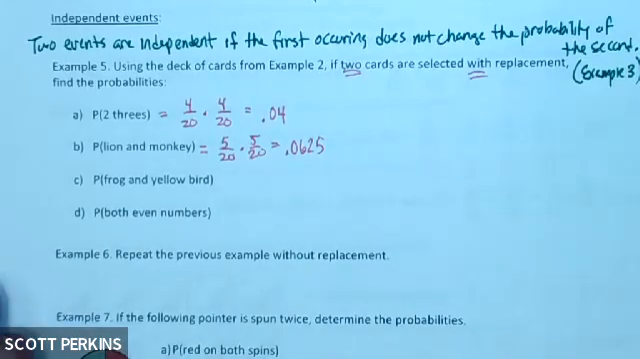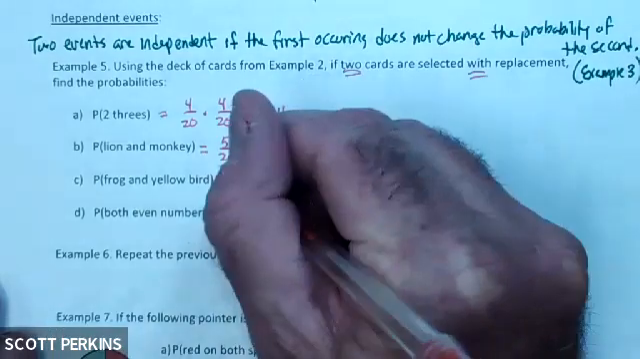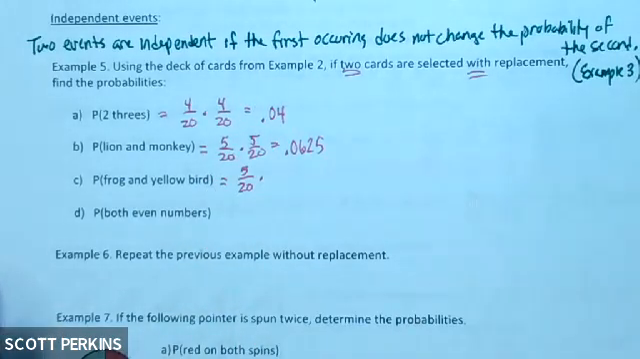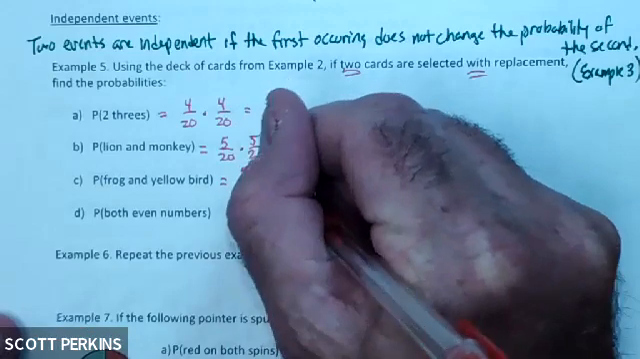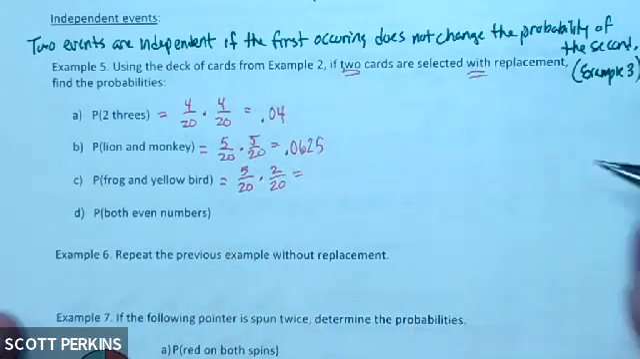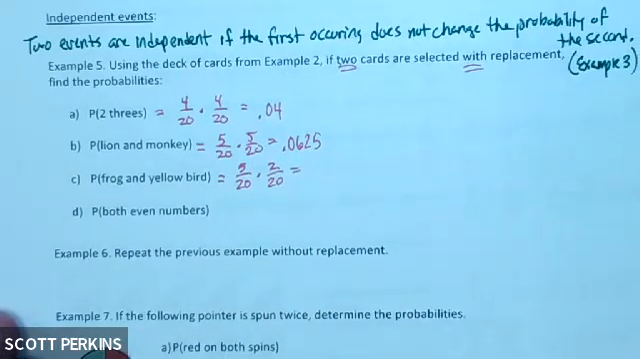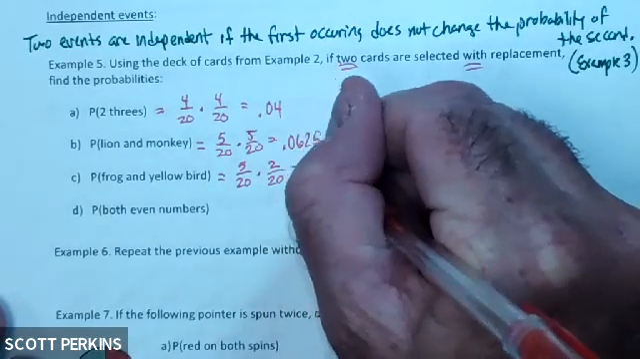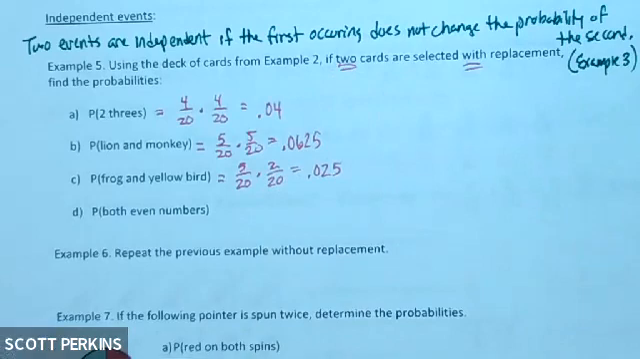Frog and then a yellow bird. Well, I'll give you the frog because there's the same number of frogs as there were lions and monkeys. There's 5 of them. And then I replace that card. What's the probability of a yellow bird with the second one? 2 out of 20. So 5 times 2 is 10, divided by 20, divided by 20. What does that decimal become? Is anyone having trouble coming up with these numbers? If you didn't get the first time around, do you see where it's coming from?